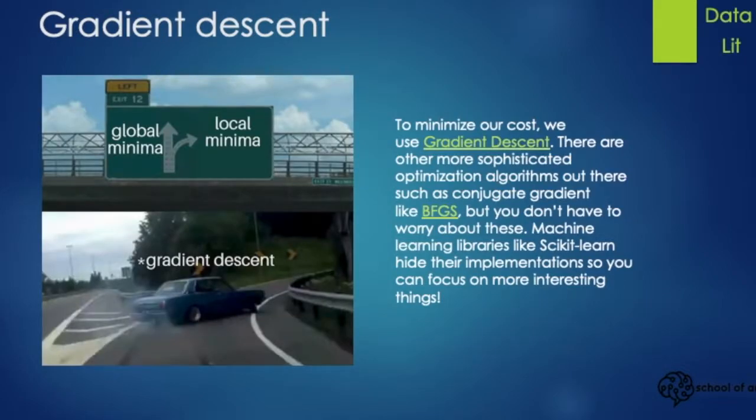Now let's see about gradient descent. So to minimize our cost, we can use gradient descent. There are so many other sophisticated ways to do this, but we need not worry about it now. Libraries like scikit-learn, which supply the logistic regression function, will have their own implementation, so we can focus more on the interesting things like what the data is revealing to us.